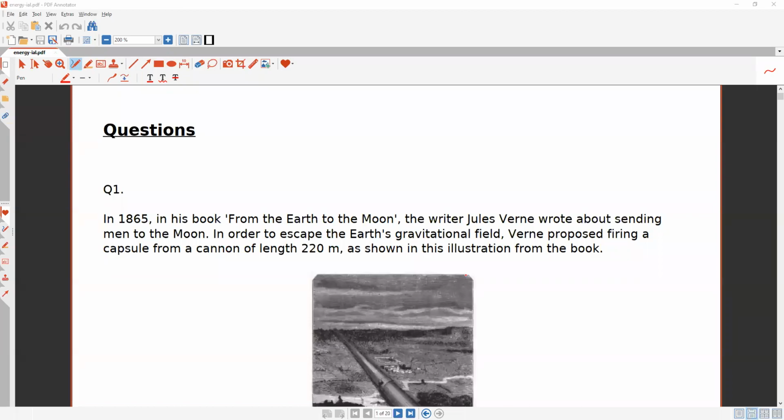Okay, so new practice for energy chapter. You have your calculator ready. Give me the calculator as well. Okay, this is the energy IEL practice file.